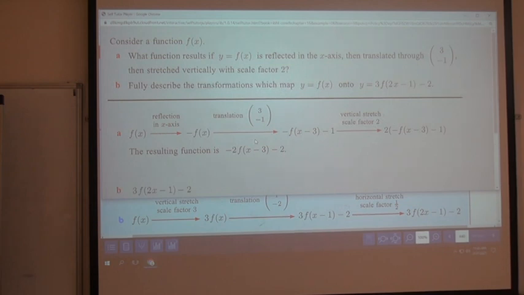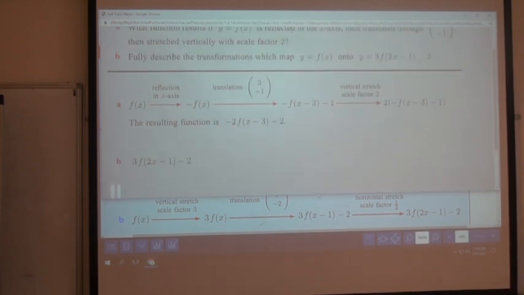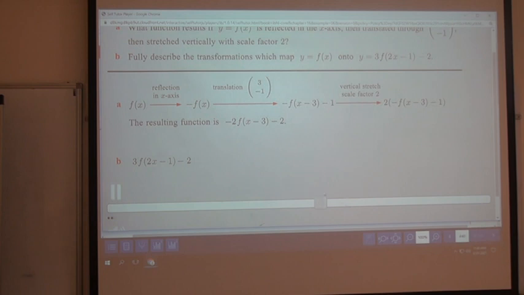In part B, we are given the function resulting from a series of transformations. We need to describe the transformations that have been applied to f of x in the correct order. We work backwards to undo this function, just like we undo an expression to isolate a variable.